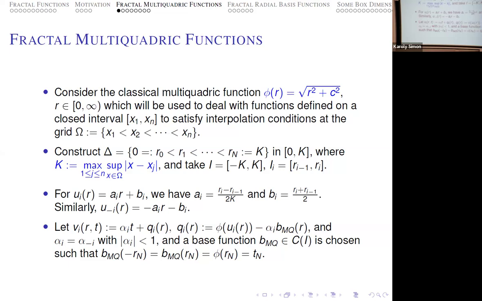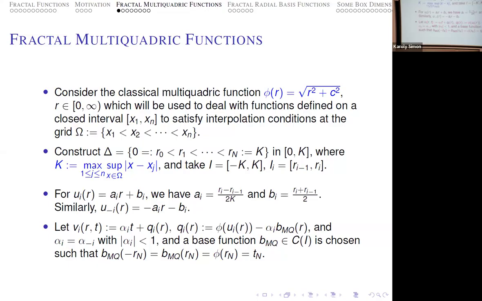Similarly, here you have to take v_ir equal to alpha_i times r plus q_ir. This alpha is called the scaling parameter. Here we are going to generalize this multiquadratic function. So here I can take q_ir. This is the fractal perturbation method, which we worked on a long time back. So this is phi of r minus alpha_i times b, where this is the base function for the multiquadratic. It will satisfy this end condition.